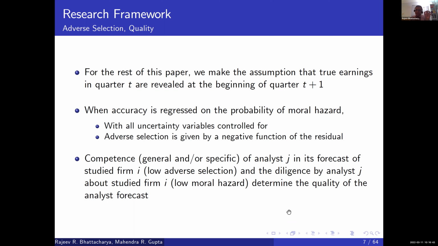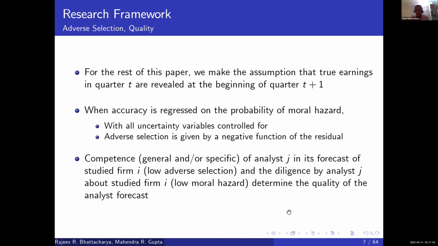How do we do that? We take accuracy, regress it on the probability of moral hazard, and control for all uncertainty variables. Whatever is left is a negative function of the adverse selection. It's not a probability, it's an index. And from that, we can tease out the competence of the analyst, which is general and/or specific. Remember, all measures are at the IJ level. So competence includes fit. My wife used to work as an analyst, and they were very specialized in what firms they would cover, so fit is very important.